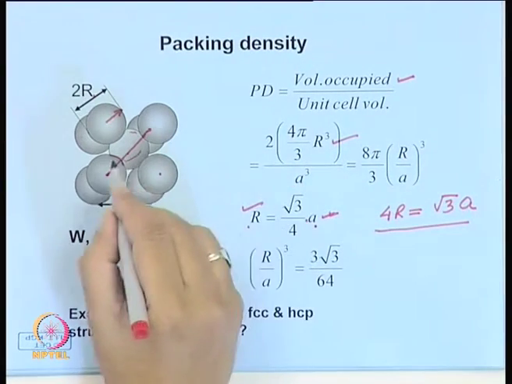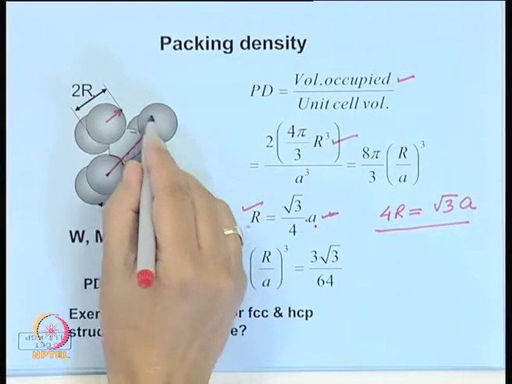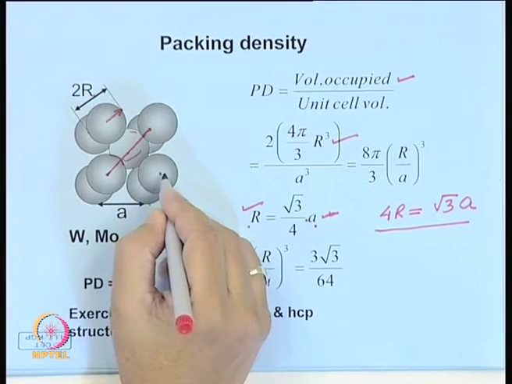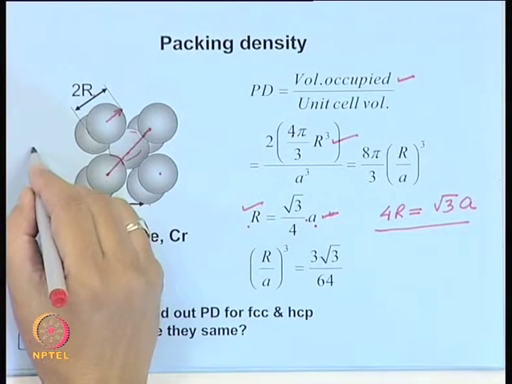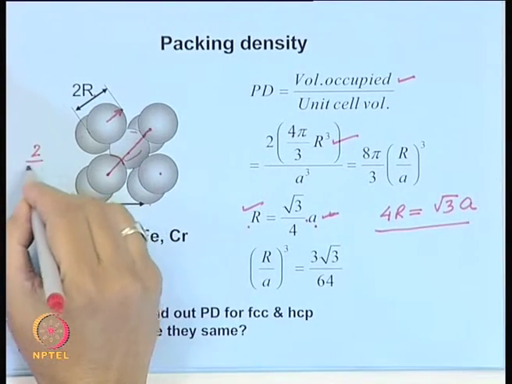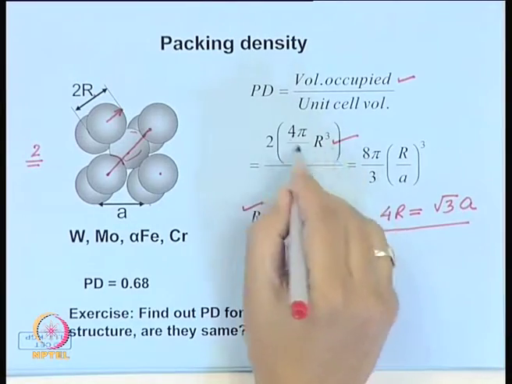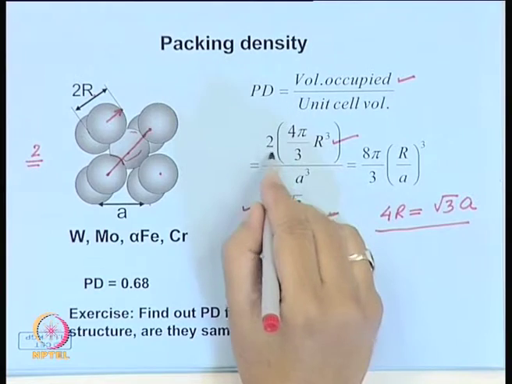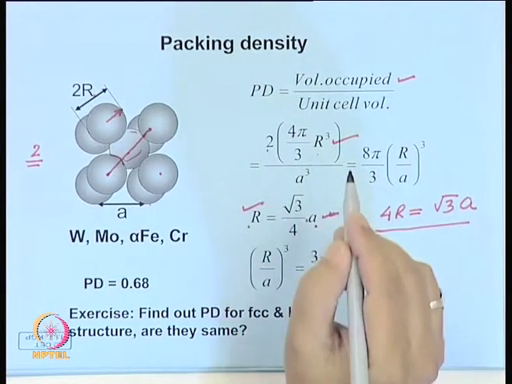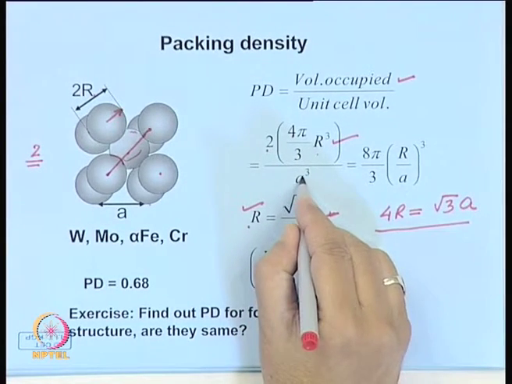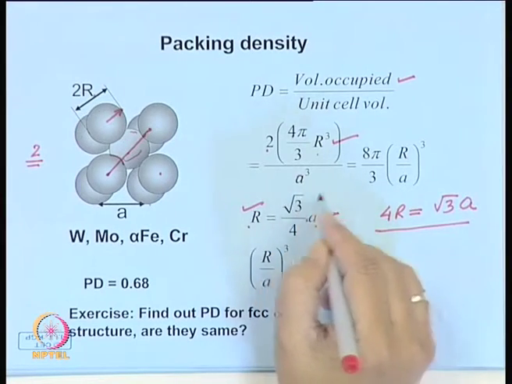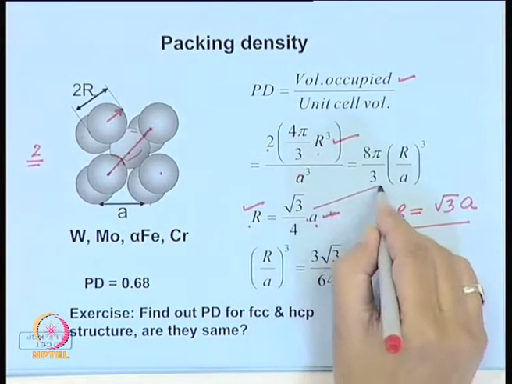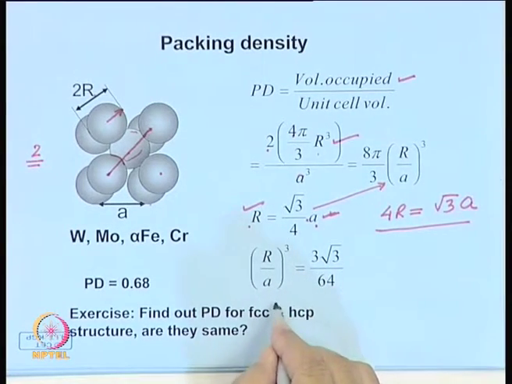As I have shown last time, in a BCC lattice, the number of atoms per unit cell is equal to 2. So, therefore, in each unit cell you have 2 atoms. So, total volume occupied is twice this over the volume of the unit cell. You solve it and you get this relationship, substitute this over here.